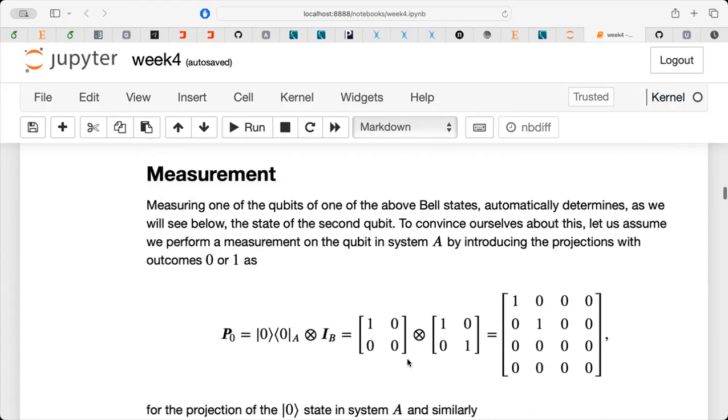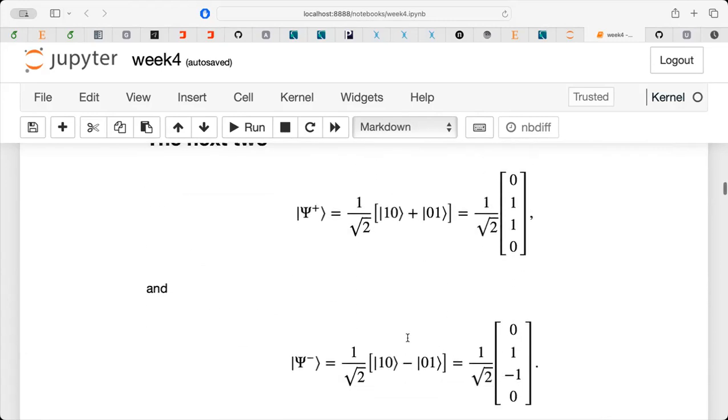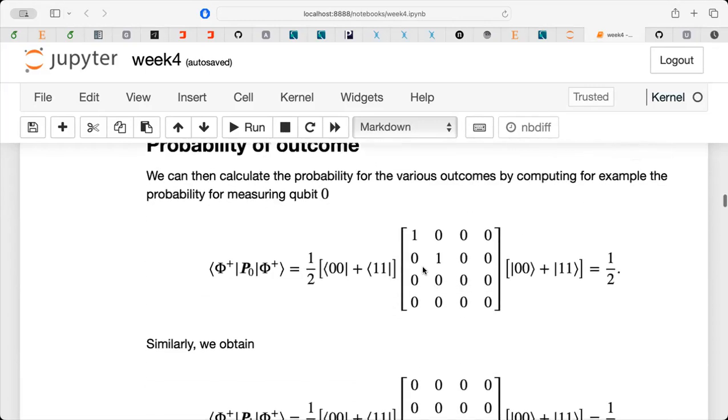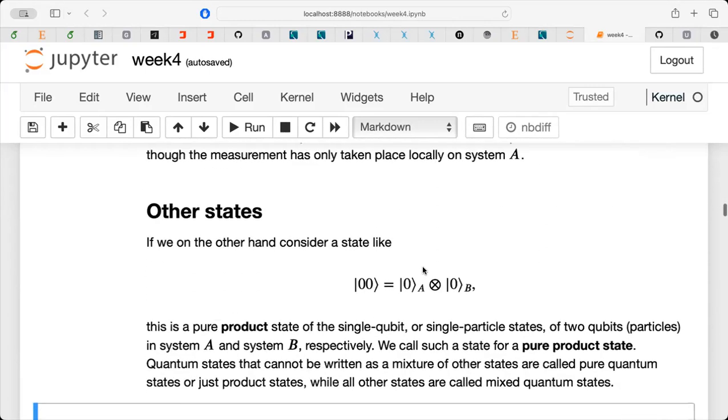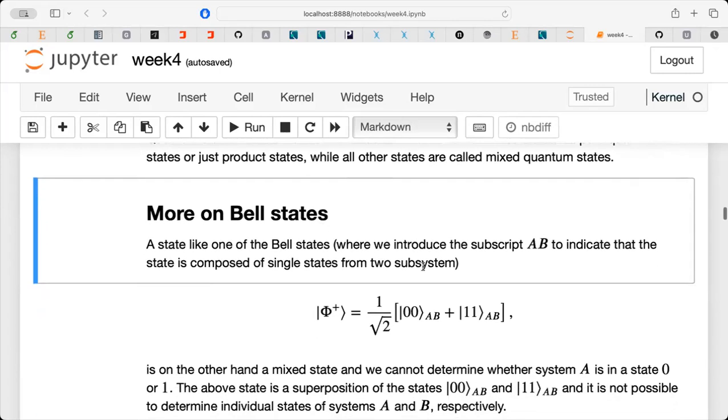And if we look back at these Bell states, you see now that these states are states which we cannot write out as a product of two specific states. So we say that these are linear superpositions of two specific states, and we normally call these entangled states. So just keep in mind these definitions.